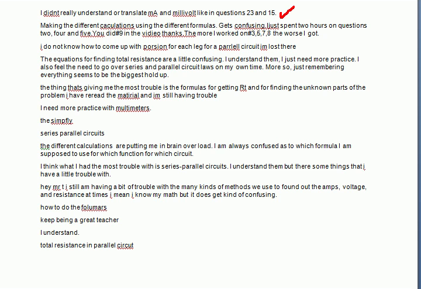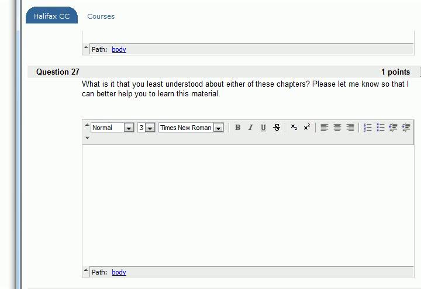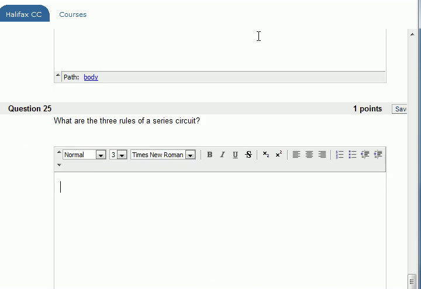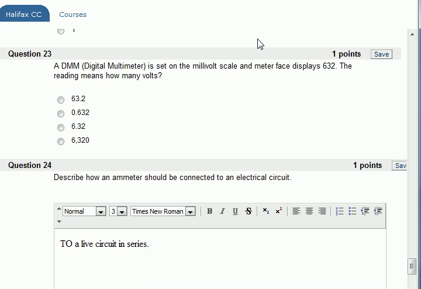And let's go back here. And let's scroll up a little bit. Let's see if we can find question 23. It asks you that digital multimeter is set on the millivolt scale and the meter face displays 632. This reading means how many volts? Well, first off, we've got to understand our scales. And I did this in an earlier video.